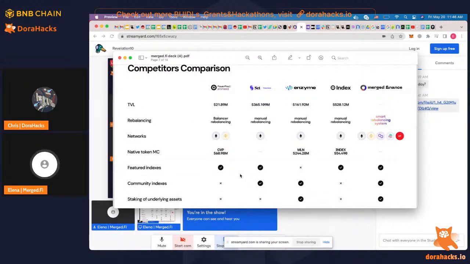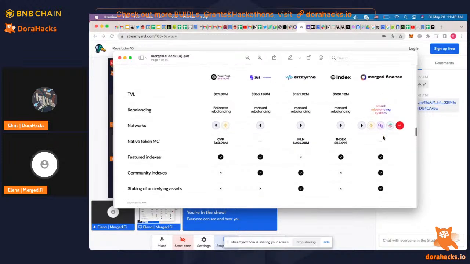We already have several big players on the market. Our main difference from them is that most of them are stuck with one or two chains, and we offer a cross-chain solution. Second, we have our own development, like a smart balancing system. And the last thing is that not many protocols integrate staking of underlying assets at the moment. Only Enzyme does it, but they're not using the protocol, they're just buying interest-bearing tokens from the secondary market to include in the index.